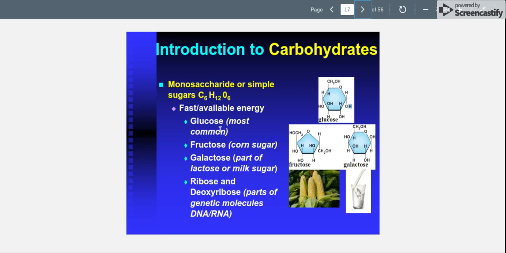Okay. Glucose is the most common of these monosaccharides. We also have fructose, which is a monosaccharide, which we find in that high fructose corn syrup, which is where that comes from. It's the sugar that we get from that corn. We have galactose, which is a part of that sugar that we find in milk. That lactose is actually a disaccharide, but galactose is a monomer that's part of that. And then we have ribose and deoxyribose, which are special types of sugars that we find in DNA and RNA.